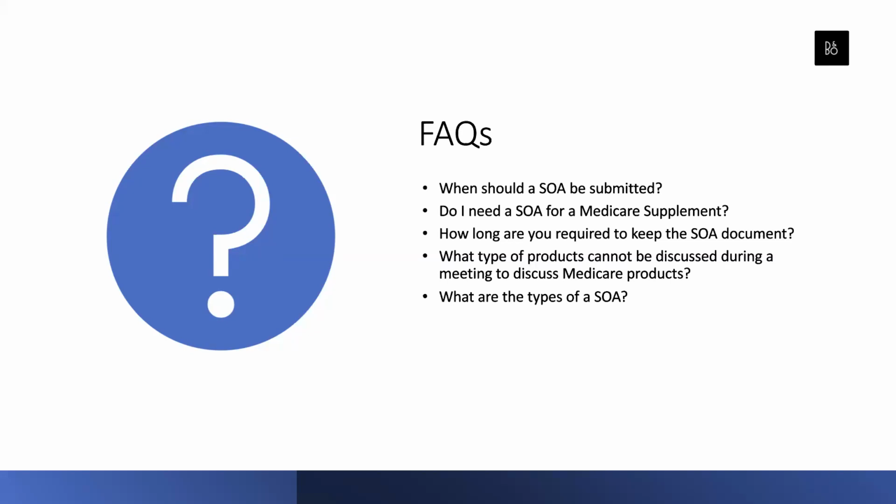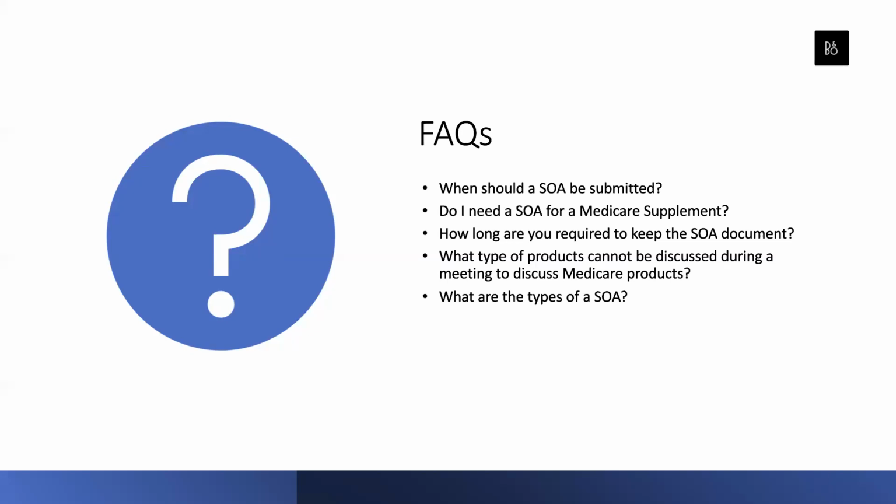What type of products cannot be discussed during a meeting to discuss Medicare products? You cannot discuss non-healthcare related products such as life insurance or annuities during appointments regarding Medicare Advantage or Medicare Part D products. So you must make a separate appointment later to discuss these non-healthcare related items, okay?